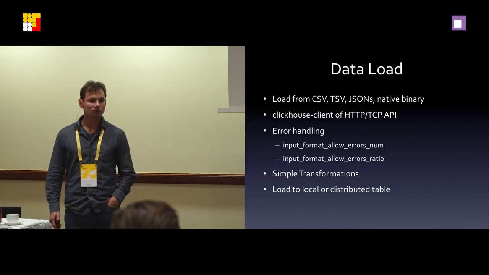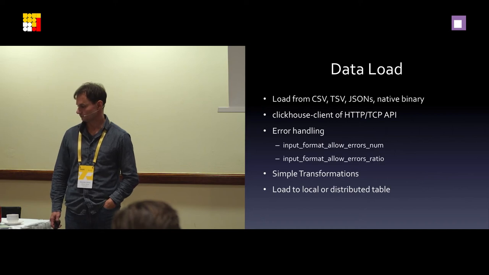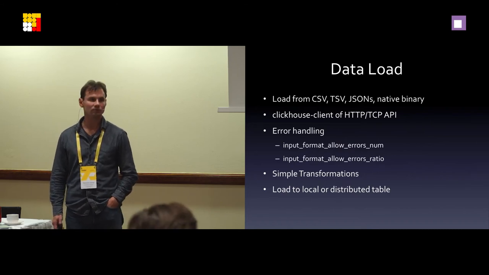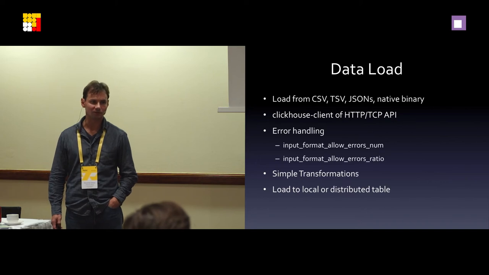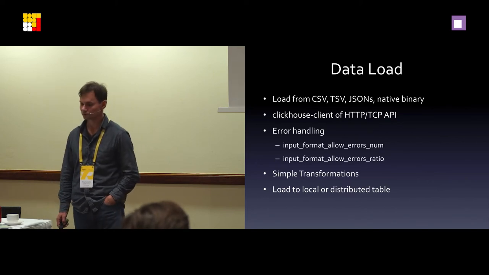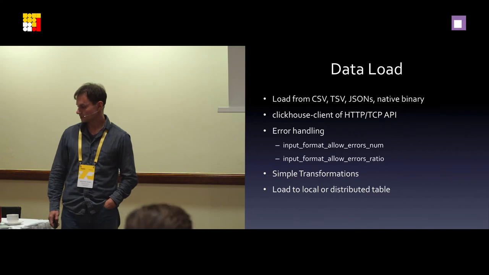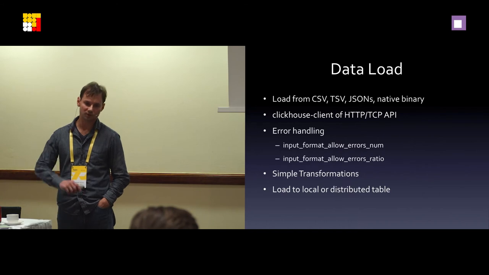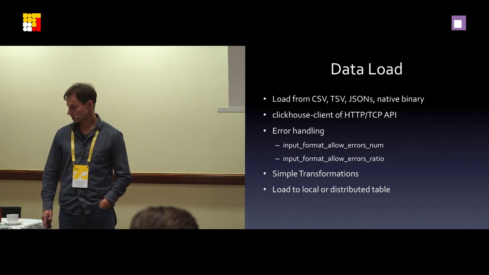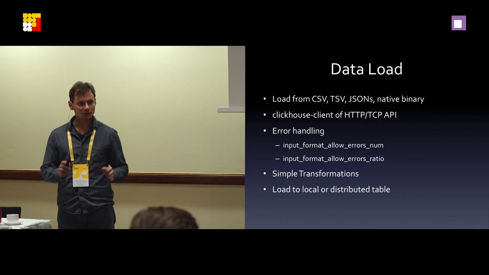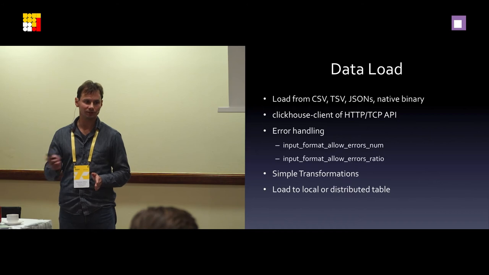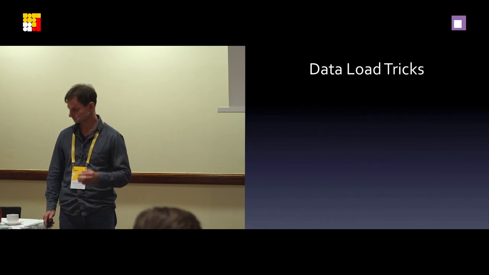Data load is possible to do with the ClickHouse client or ClickHouse APIs. There is some error handling, and you can skip errors if you want to. By default, you never skip errors because you want to have all your data consistent. There are some simple transformations possible during the load, but it's much more convenient to do it using some temporary table stage. And also, it's possible to load locally to your local server or to the distributed table, and ClickHouse will redistribute your data for you to the different servers.